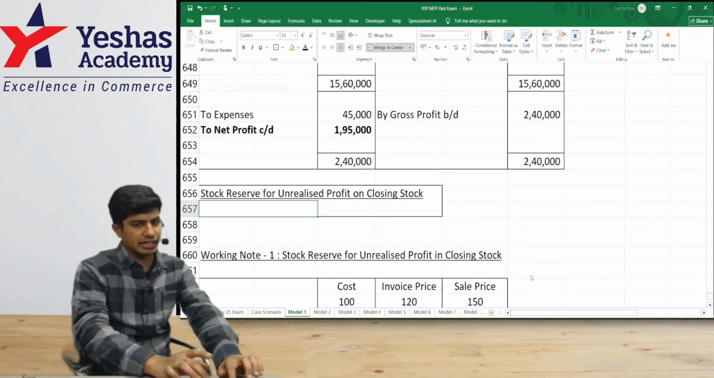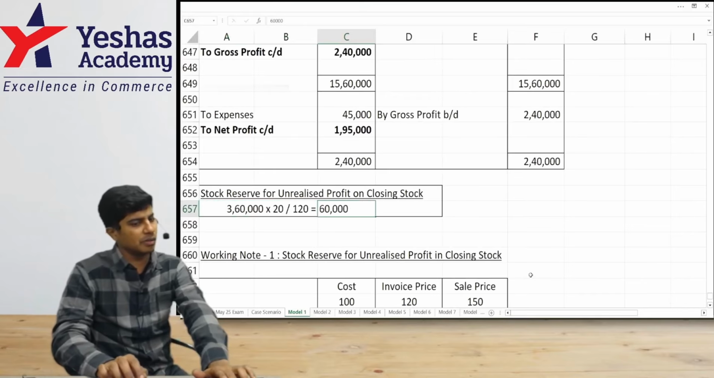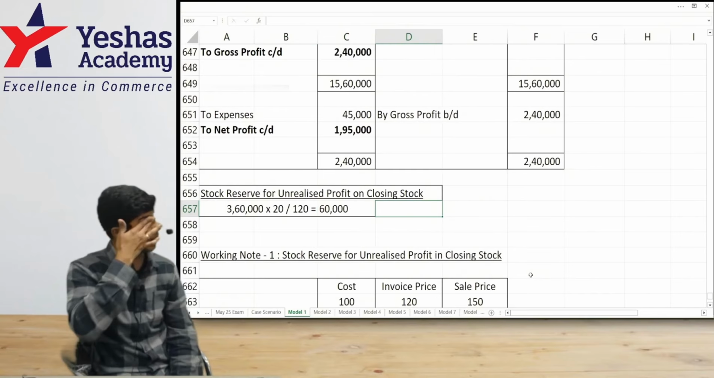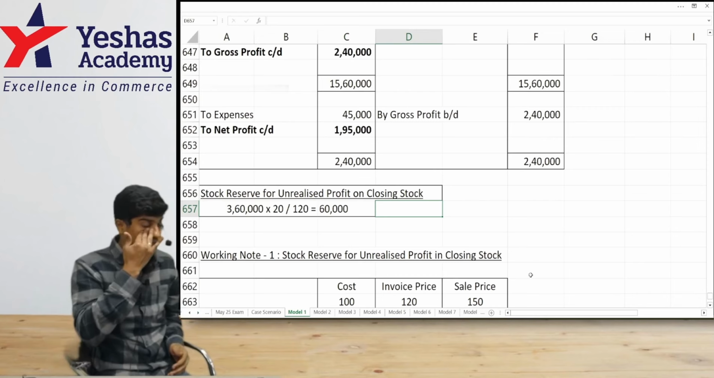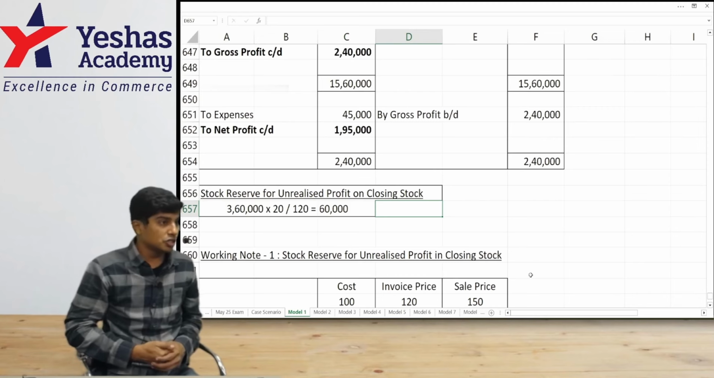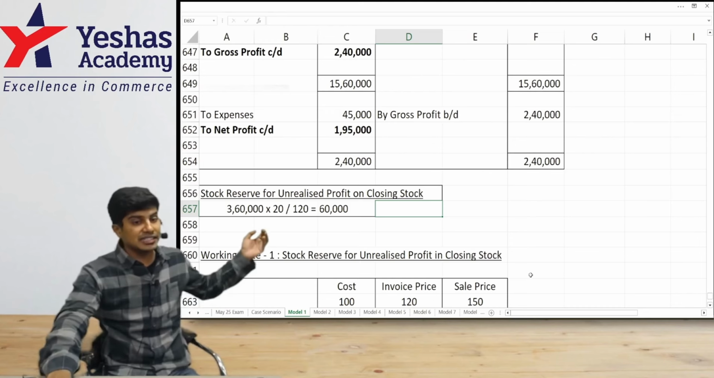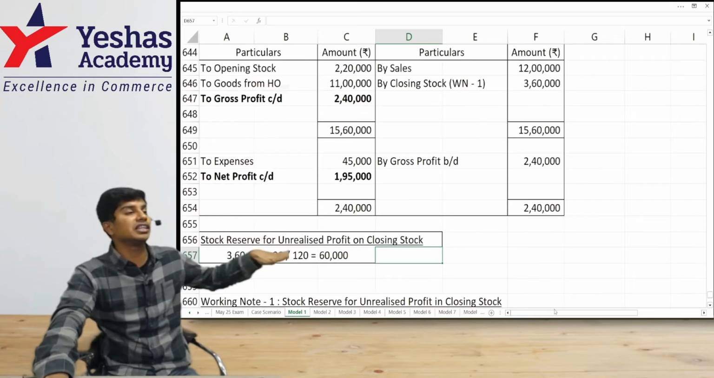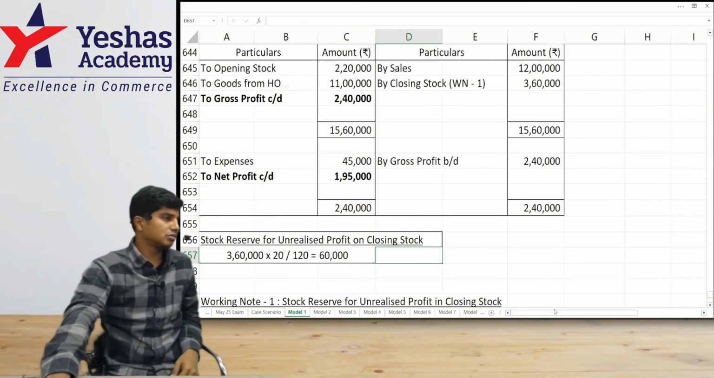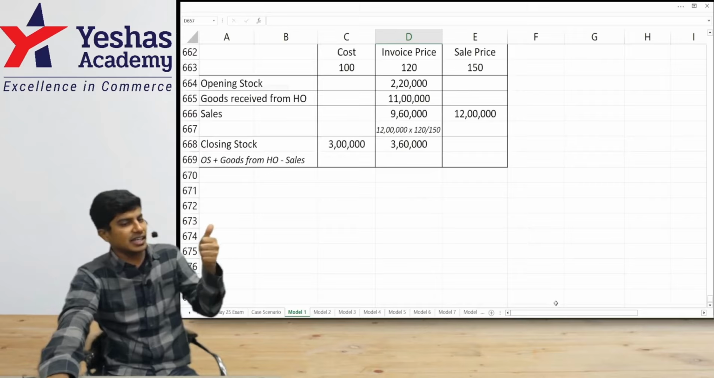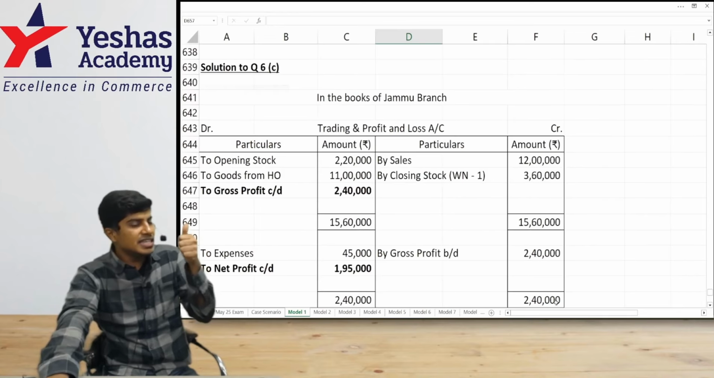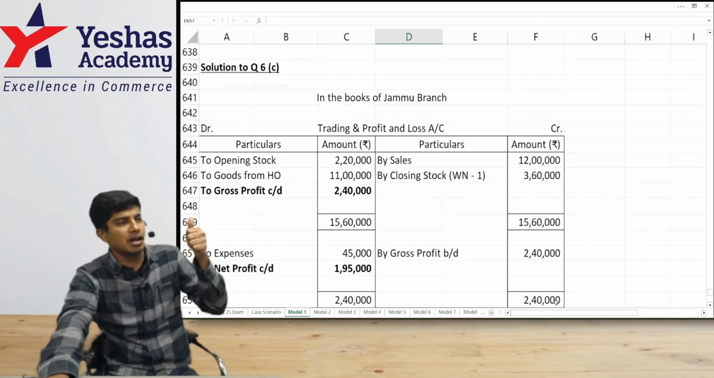And here 3 lakh 60,000 into 20 by 120. 60,000 is the unrealized profit. Stock reserve to be created on the closing stock by the head office in its books when it includes 3 lakh 60,000 worth of closing inventory in the branch into head office accounts. Did everyone understand this branch accounting question? Fantastic. And that's the solution to question 6C from our model test paper number 1.